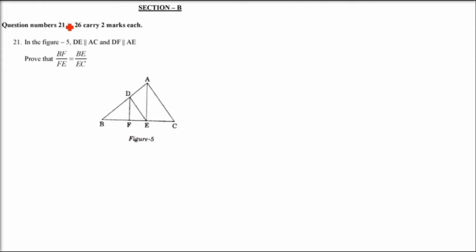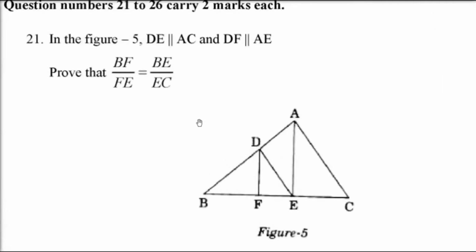This is section B. Here every question 21 to 26 carries 2 marks. So in this figure, DE is parallel to AC, DF is parallel to AE.